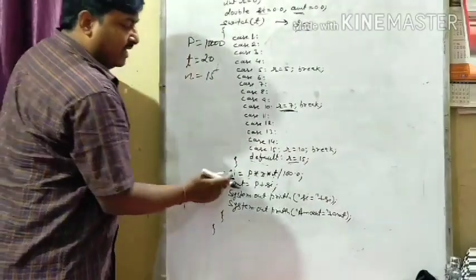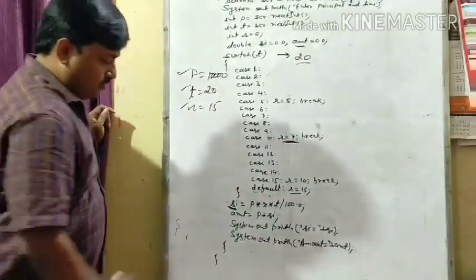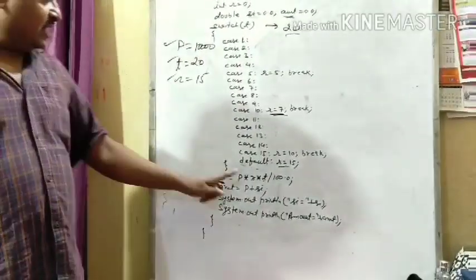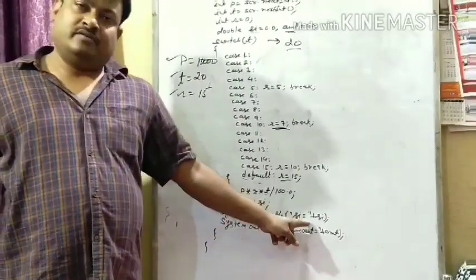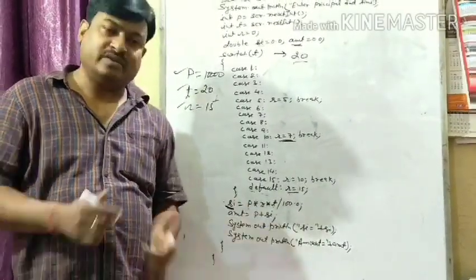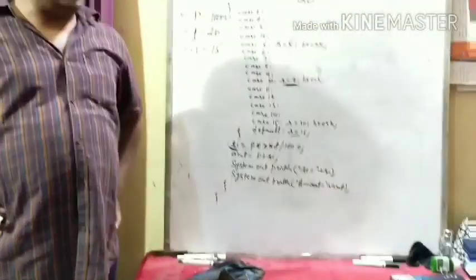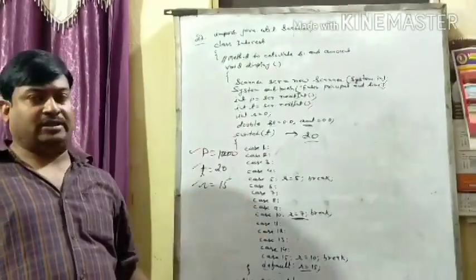So we are here now. SI equal to P into R into T. We have all the three values P, T and R, so we can calculate SI. We can calculate the amount using the formula. Now SI equal to SI, amount equal to AMT. Okay student, so this is the program we have solved using fall through.